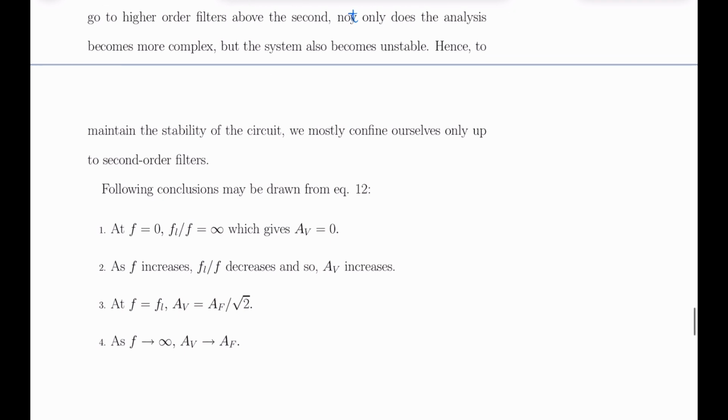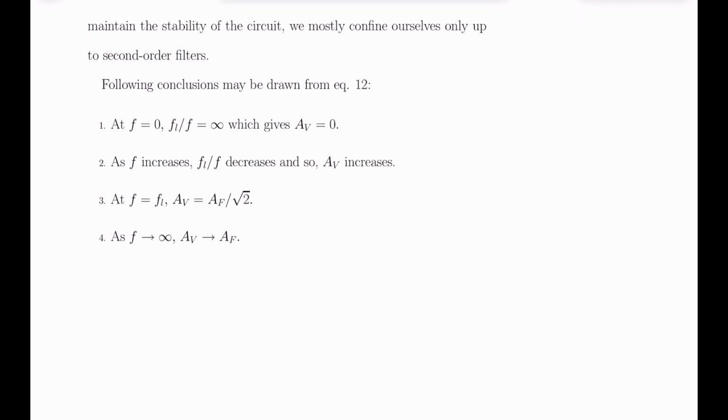So the following conclusions may be drawn from equation 12. At f equal to 0, Fl upon F is infinite, which gives you AV equal to 0. As F increases, Fl upon F decreases, and so AV increases. At F equal to Fl, AV equal to AF upon root over 2, and as F tends to infinity, AV tends to AF. I have never written that F equal to infinity, so AV equal to AF, because F will never become infinite. It will tend towards infinity and will never become infinite.